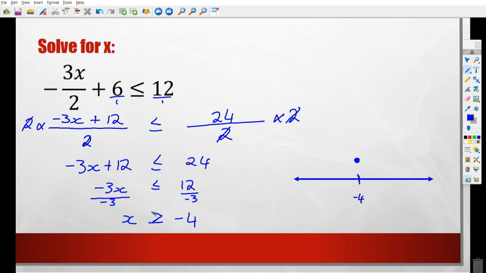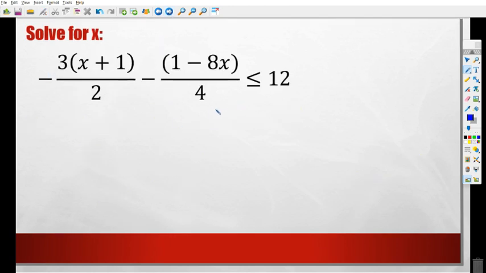And it's greater than. Is it to the left or to the right? To the right, greater than. Negative 4 and all the values above negative 4. Alright, let's move on.